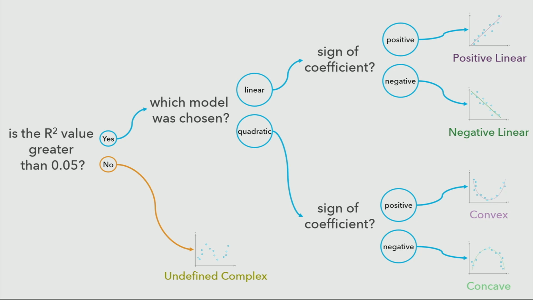So that's the output. But if it is greater than r-squared for one of those two models, we check which one it was. Was it linear? Was it quadratic? And then what was the sign of the coefficient? That lets us end up with one of the linear or convex concave relationships.